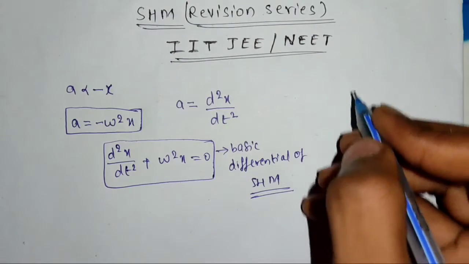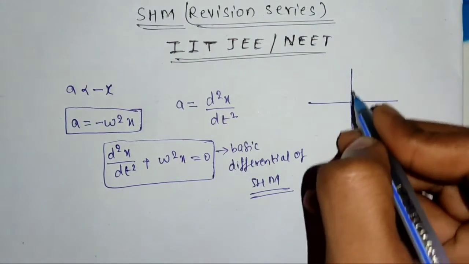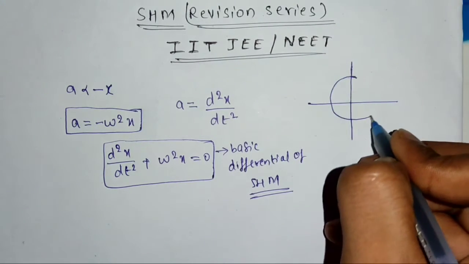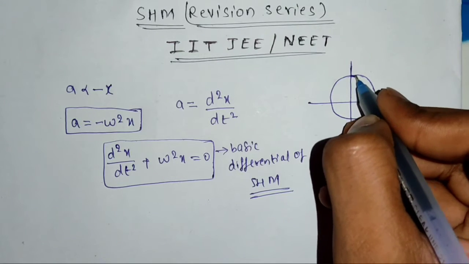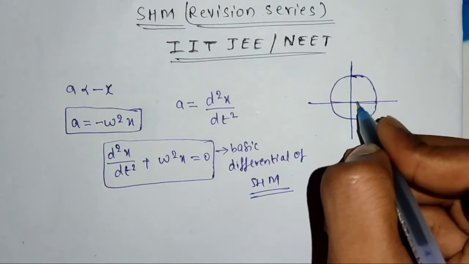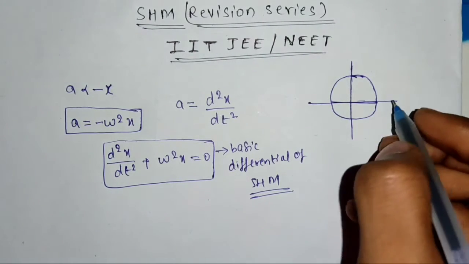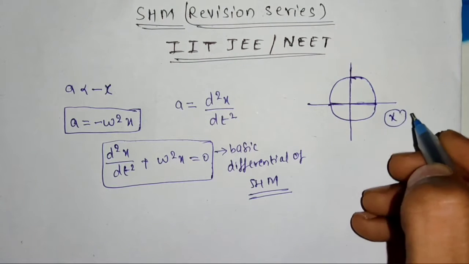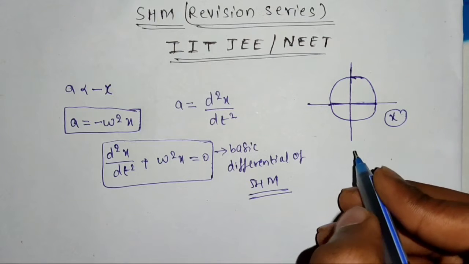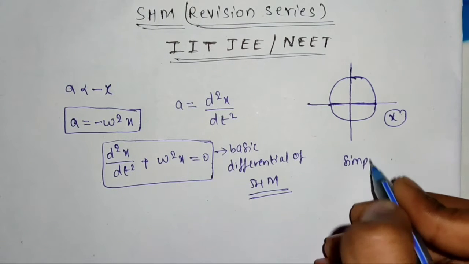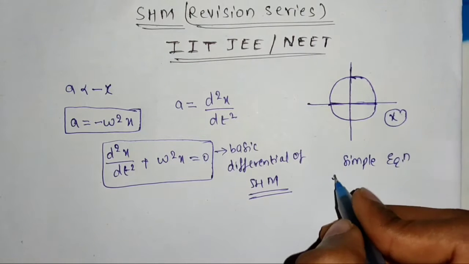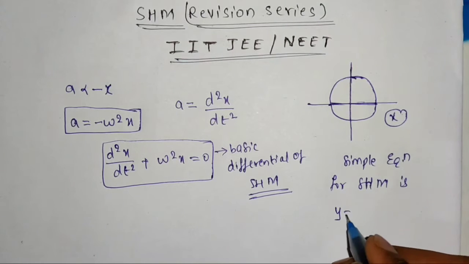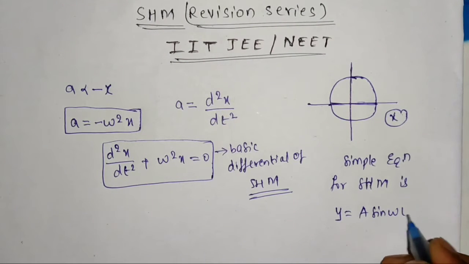And then, when a particle is projected on the circumference of a circle, it executes SHM along the x-axis or y-axis. For example, we take displacement along the x-axis. Then we get the basic simple equation for SHM: y = A sin ωt.